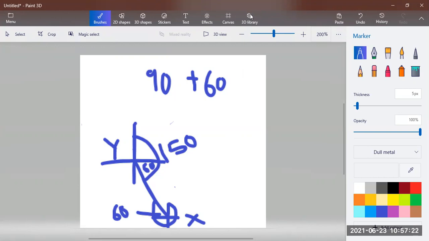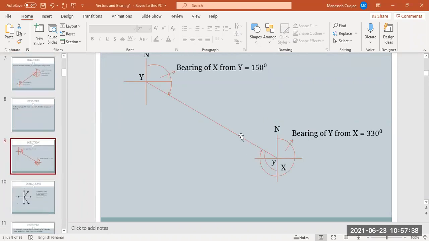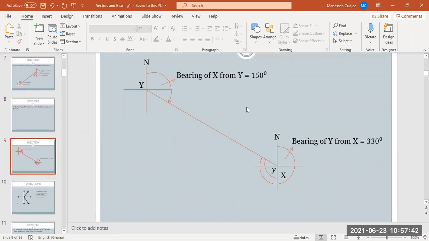So let me stop sharing so that I can return to my slide. All right, so gradually we are making progress. So we have that here nicely for you to compare with what you did.